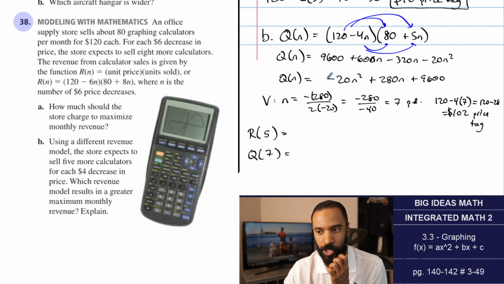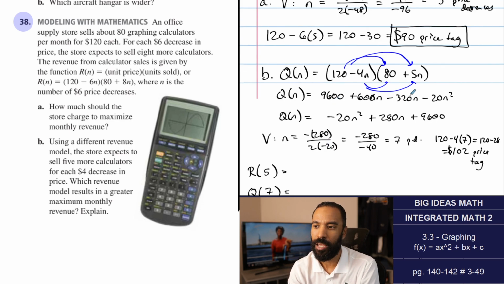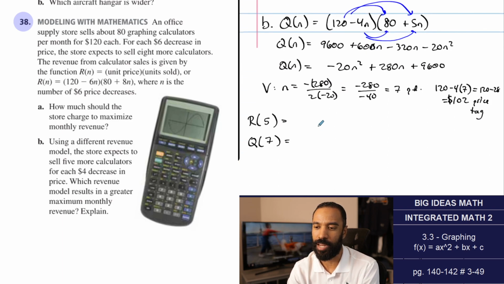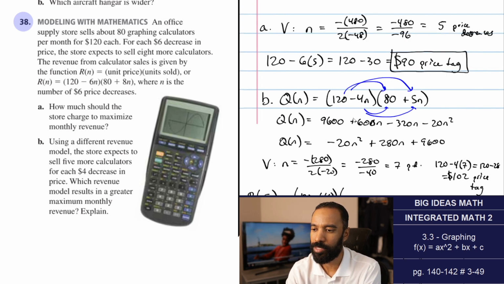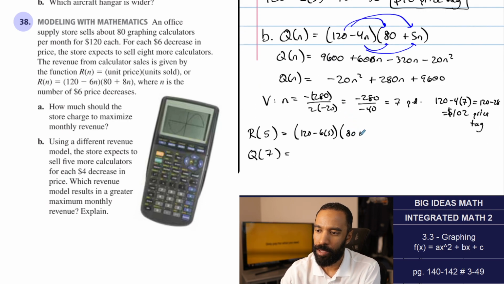This can tell a better story to us. It can tell us what the price tag is and how many sales there were, and multiply it. Better than using that model. Honestly, it is. You have a factored form. So 120 minus 6N, we already know that's 90, but 120 minus 6 times 5, we never found out how many sales: 80 plus 8 times 5, which is 90, right?